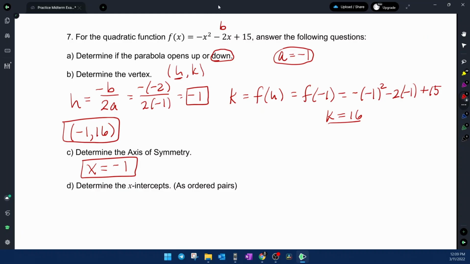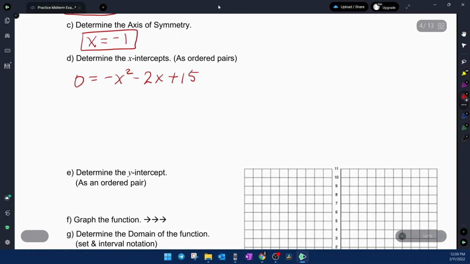Determine the x-intercepts. That means we need to set our function equal to 0 and solve. Okay, so if we set our quadratic function equal to 0 and solve, the first thing that I'm going to need to do is divide both sides by a negative or multiply both sides by a negative. Either way, that's going to change all the signs. And now I have a trinomial in standard form. Let's try to solve by factoring.